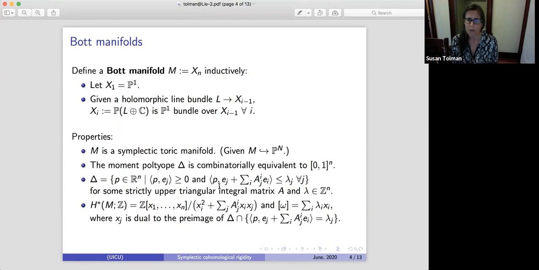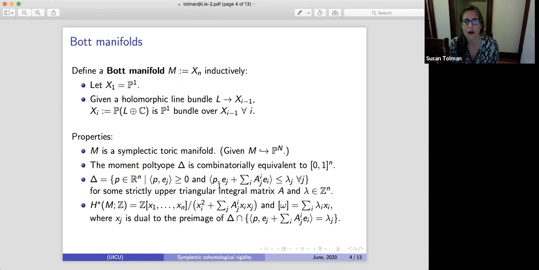So the next 2 bullets are kind of explicit. If you've never seen this before, the point is just that this is explicit. So we can write delta as the set of P in Rn which satisfies some formulas. So the inner product of P with Ej is bigger than or equal to 0, and the inner product of P with Ej plus the sum over i of Aij is less than or equal to lambda j for all j. And this is for some strictly upper triangular integral matrix A and lambda in Zn. So for each one, you're going to have this unique matrix and lambda.